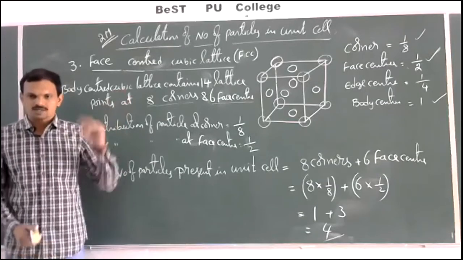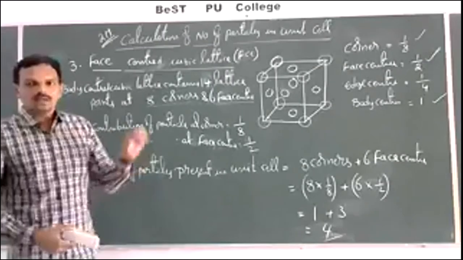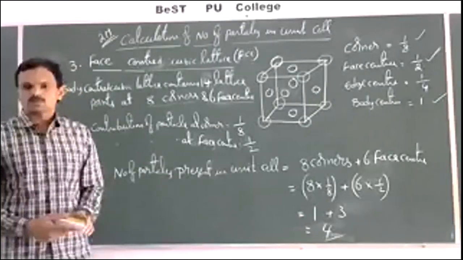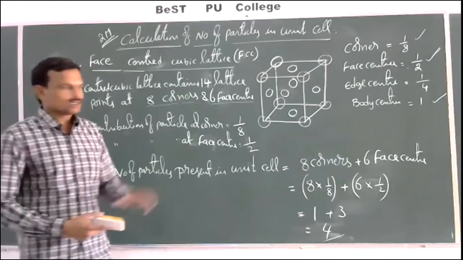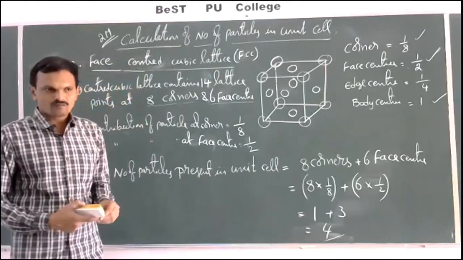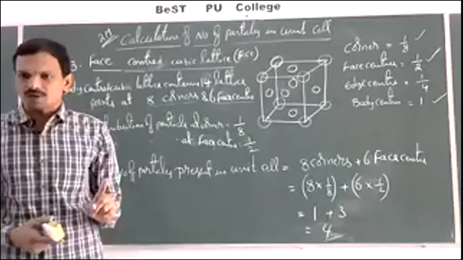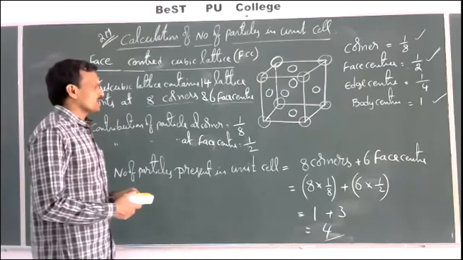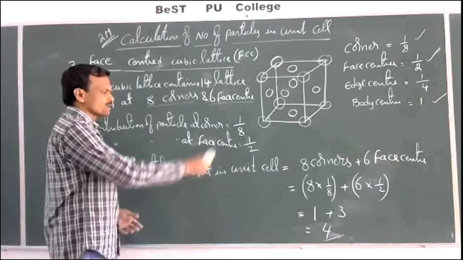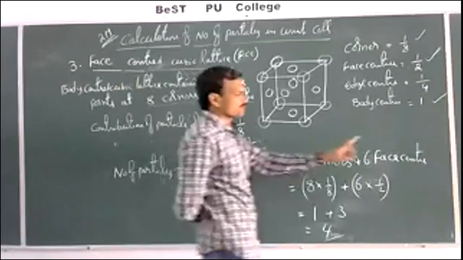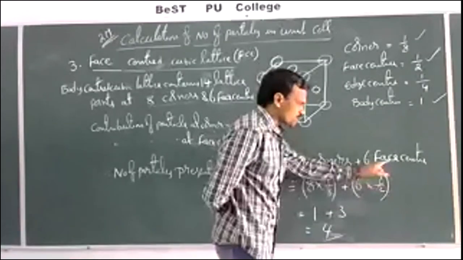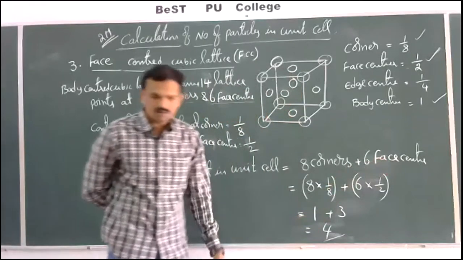See once again. A face centered cubic lattice contains 14 lattice points, that is 8 corners and 6 face centers. Contribution of the particle at corner is 1 by 8. Contribution of the particle at face center is 1 by 2. Then total number of particles present in the unit cell is 8 corners plus 6 face centers. So 8 into 1 by 8, contribution of corner, 6 into 1 by 2, contribution of face center, that is 1 plus 3, 4.